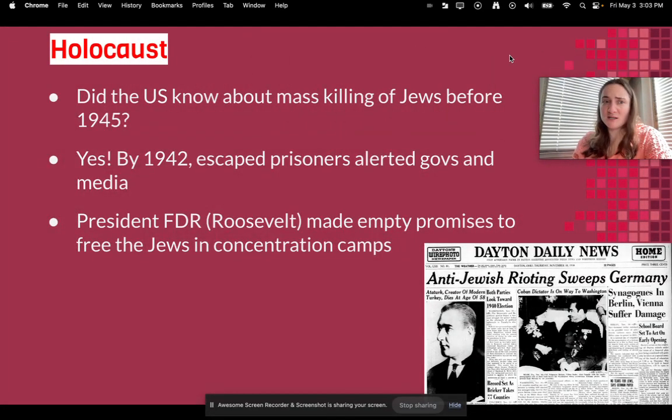So, here's a good question. Did the U.S. know about the mass killings of Jews before 1945? The answer to that is yes, they did know about this. This did not come as a surprise when the U.S. forces started to liberate Germany in 1945.